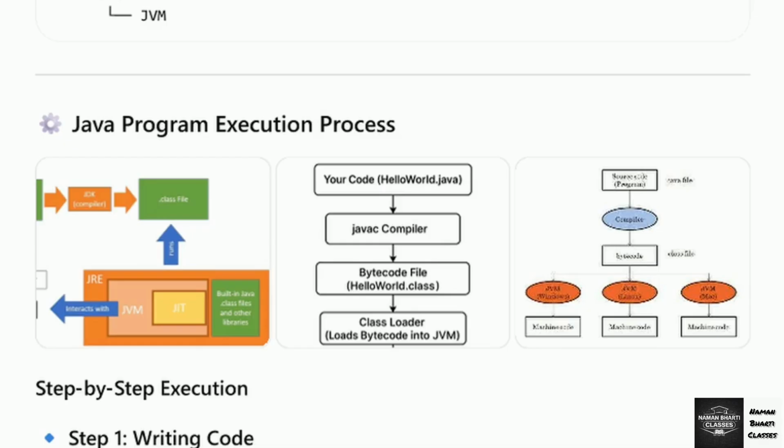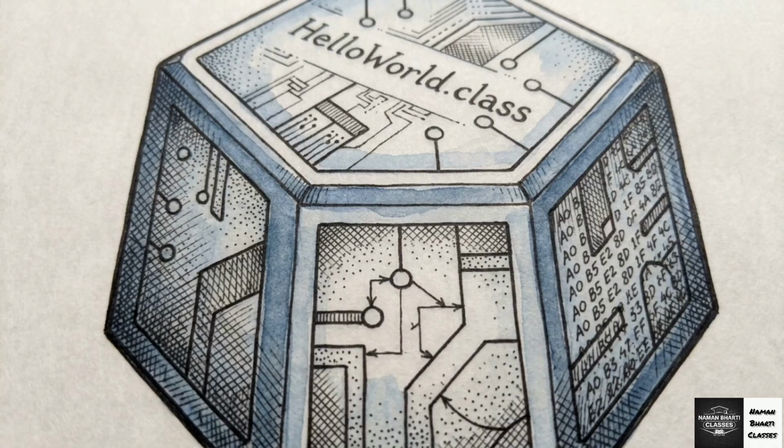Looking at this center flowchart, we trace the first step, compilation. When you finish writing a program, you run it through the Java compiler. Unlike a C++ compiler, Java does not output machine code. Instead, it converts your human-readable text into a .class file. That .class file contains bytecode. Bytecode is an intermediate, highly optimized set of instructions that contains absolutely zero operating system-specific logic.